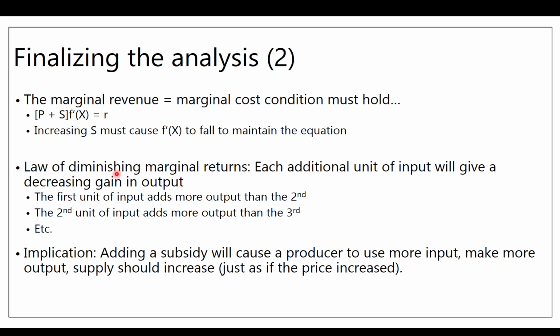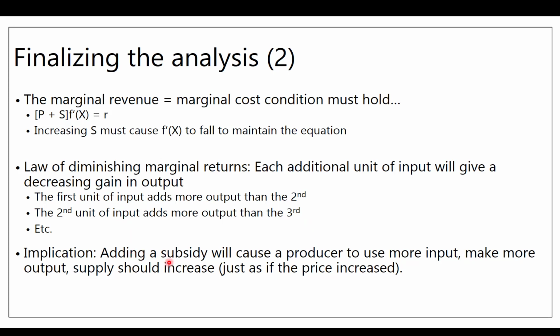And so if you remember your law of diminishing returns, it can be summarized here. The first unit of input adds more output than the second input unit you add. The second unit adds output, but it doesn't add as much as the first, but it adds more than the third, and that is the law of diminishing marginal returns.